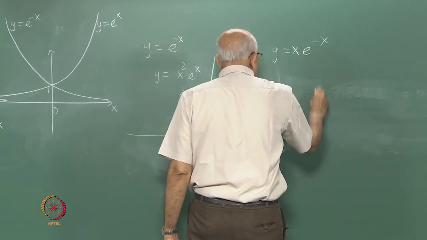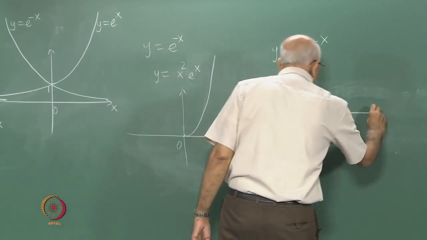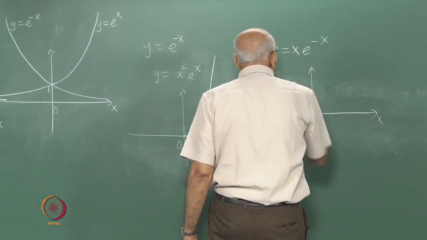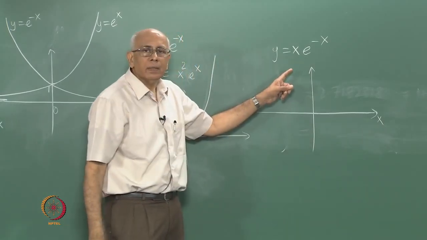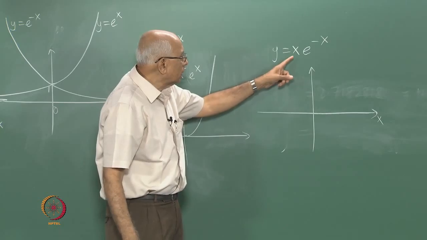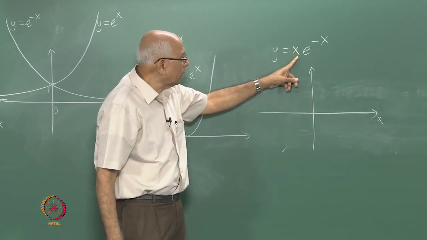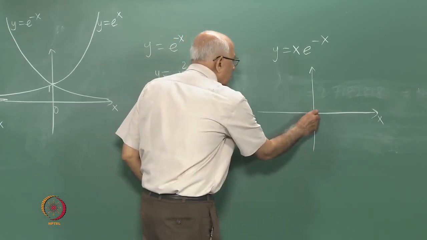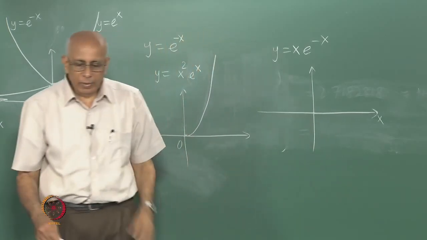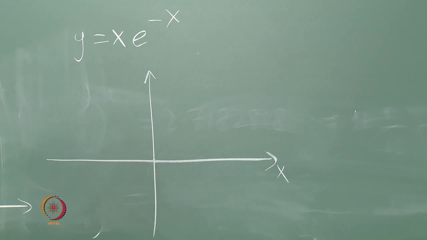More interesting is the question of what this looks like, y equal to x e to the minus x. What does this graph look like? So here is x and there is y. What would this look like? Again, when x goes to 0, this function here goes to 0, that goes to 1, so the limit is 0, it passes through the origin right here.